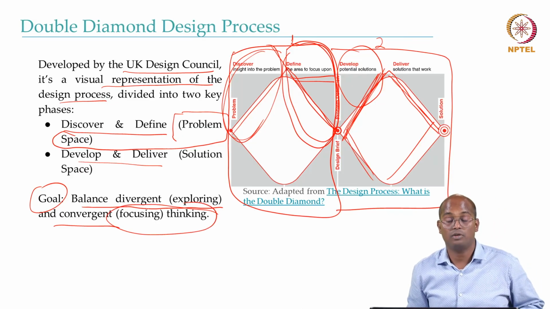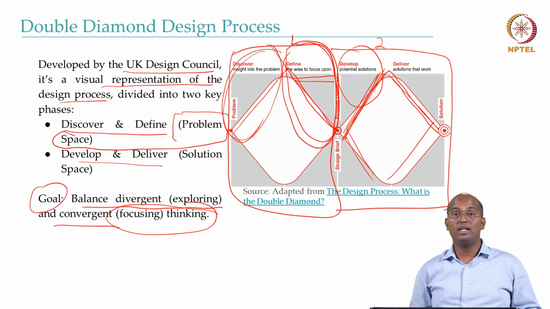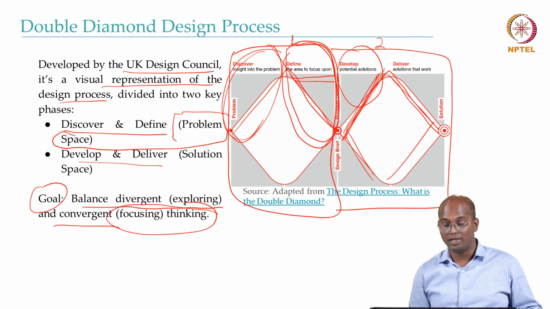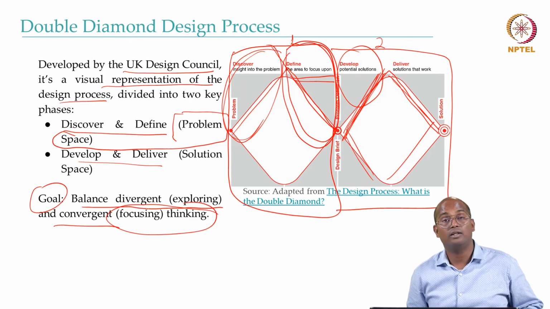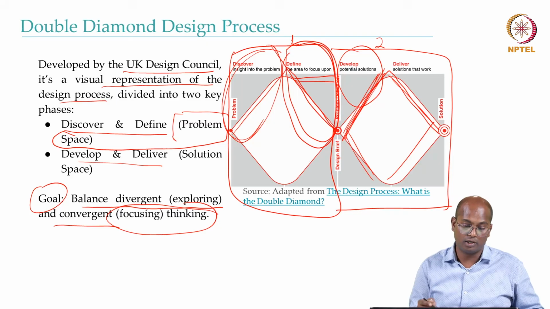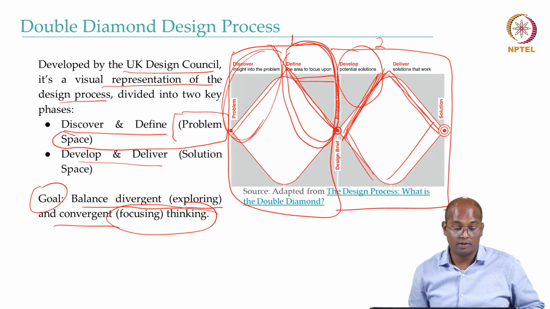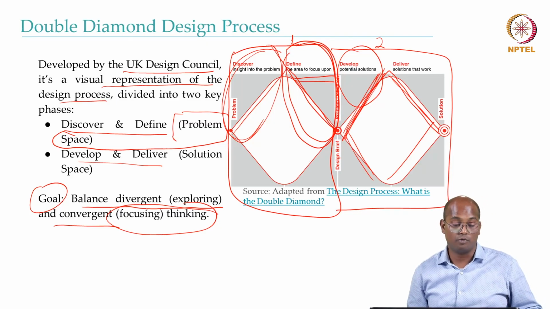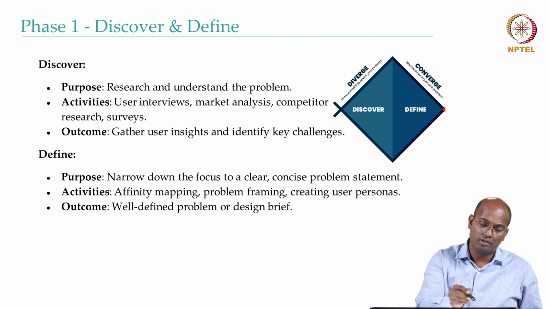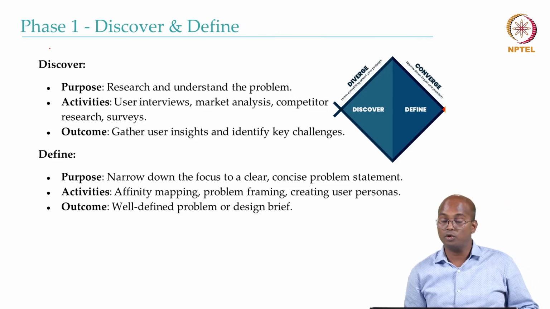So that is about the double diamond design process, and you can choose any real-world problem to apply this design thinking double diamond process to come up with the solutions. And you can define what is the discover and define problem space, and what is develop and deliver, that is the solution space for a given problem. So let's discuss these two phases in more detail.